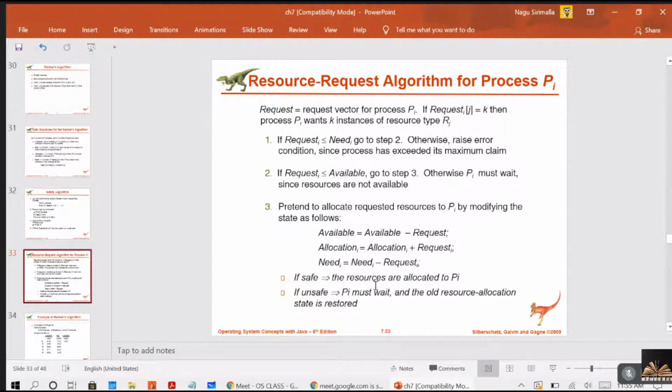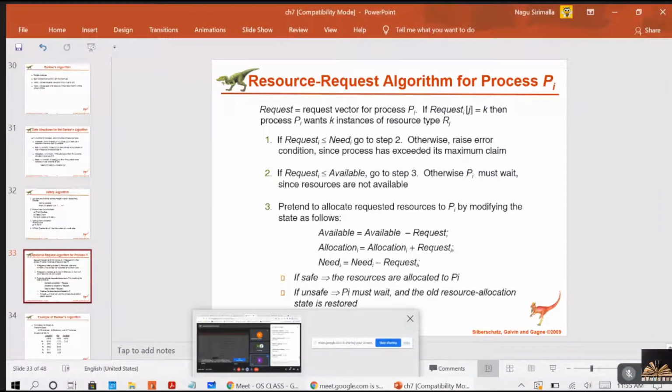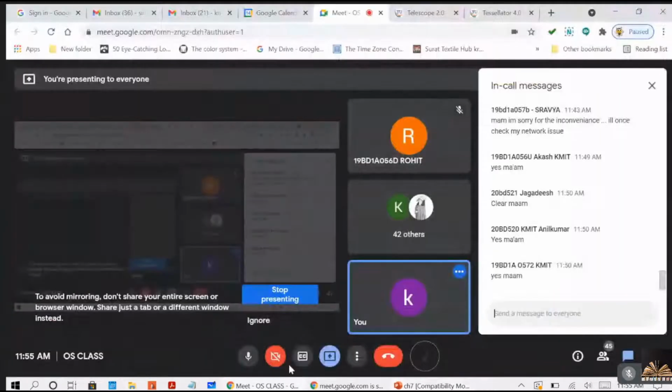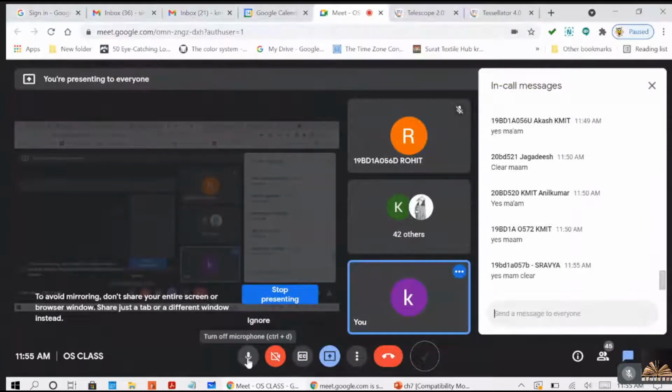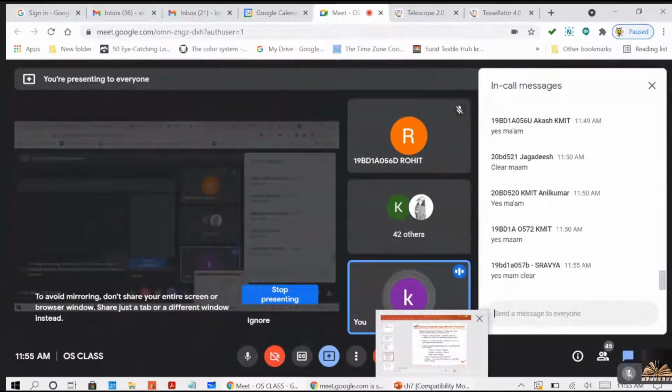By doing all this, if the system is left in a safe state, the resources are allocated to Pi. If unsafe, Pi must wait and the old resource allocation state is restored. Guys, read the points once again. Try to understand, please. Do let me know if you are understanding or not. Clear? All of you? Once again, read it.